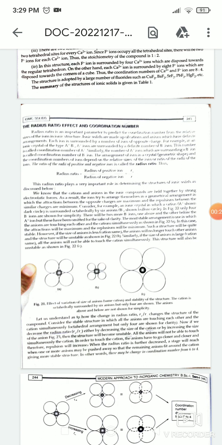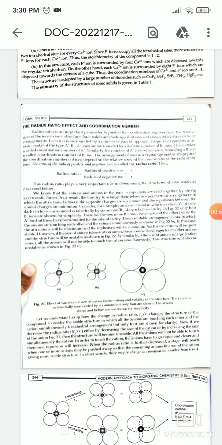For example, in an ionic crystal of the type A+B-, A+ ions are surrounded by a definite number of B- ions. This number is called coordination number of A+. Similarly, the number of A+ ions which are surrounded by a B- ion is called coordination number of B-. The arrangement of ions in a crystal, geometric shape, and the coordination number of ions depend on the relative size of the ions or ratio of radii of the ions.